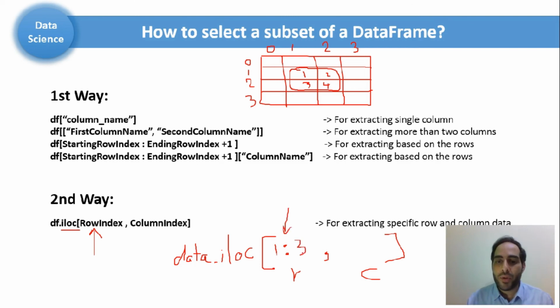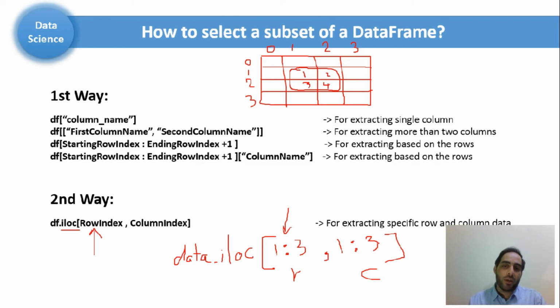Why 1 colon 3? Because as we said before, the ending index will be minus 1. So it's actually going to end up extracting only the second and the third row. Now let us go for the column. For the column also same. Since I want the second and the third column, it is going to be exactly the same, right? Why is it going to be 3 again? Because the ending index is not going to be printed. So it's going to go until 2 only.